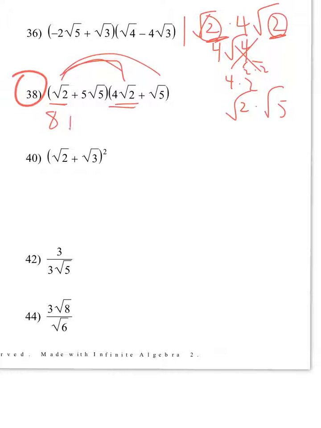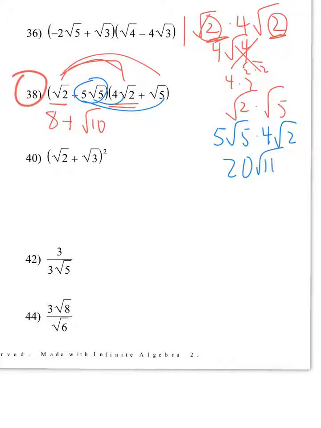Then I distribute my radical 2 times radical 5. No numbers out in front, so I'm going to get plus radical 10. Now I'm going to take the second term and I'm going to distribute that to both. I have 5 radical 5 multiplied by 4 radical 2, which is 20 radical 10. So plus 20 radical 10.